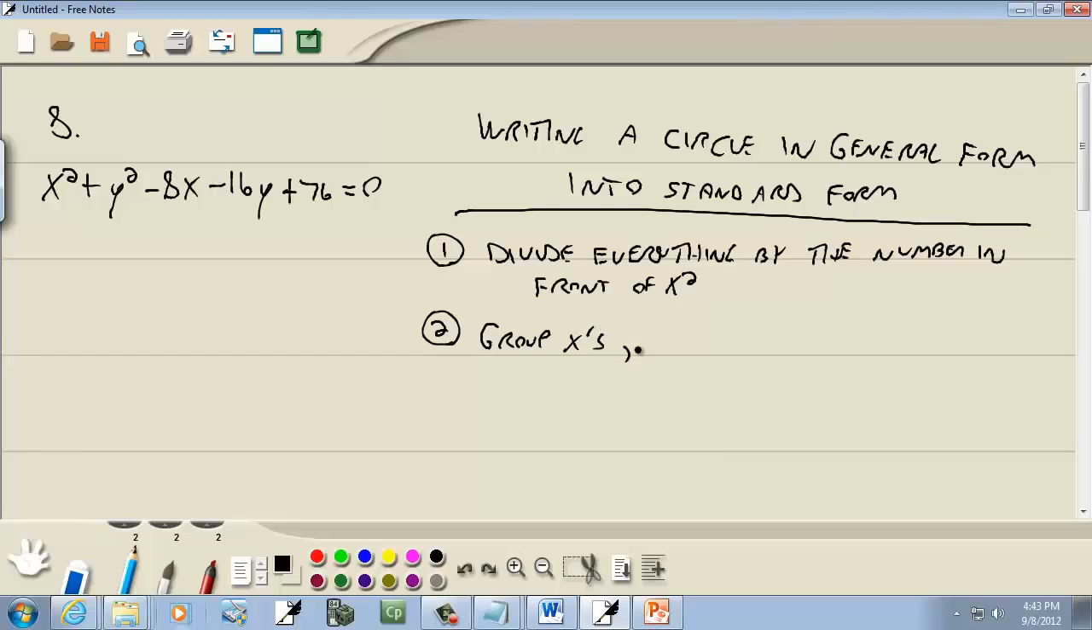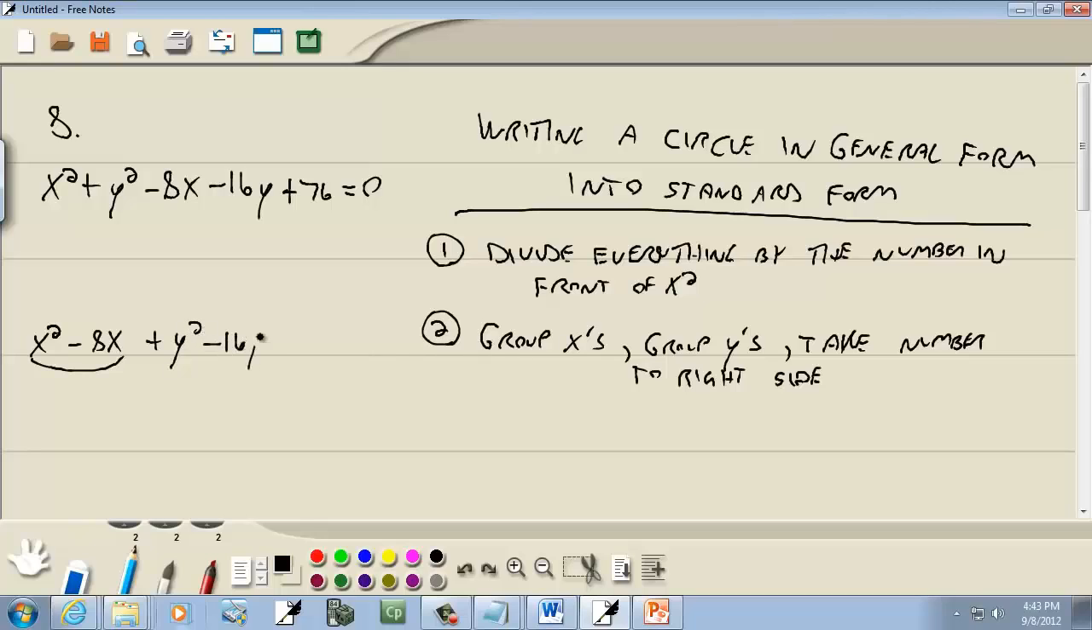Group the x's, group the y's, take the number to the right side. Okay, so what do I mean by that? Group the x's. I put the x squared minus 8x next to each other. I put a line underneath them like that. I put the y squared next to the negative 16y, line underneath them like that. And when I say take the number to the right side, I'm talking about the constant term. So I'll take 76 over, it becomes a negative 76.